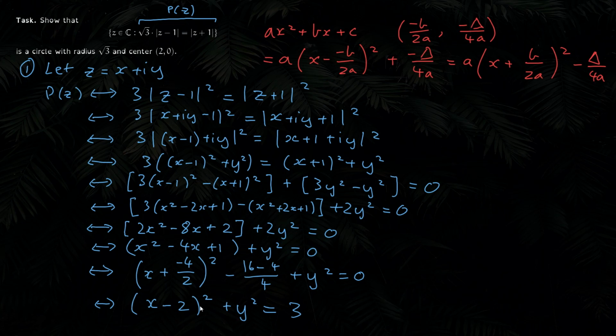Okay, so if you know the equation of a circle, you'll know that this is a circle centered at (2, 0) with radius the square root of this number. And that's exactly what we wanted. So we wanted a circle with radius square root of 3 and centered (2, 0).